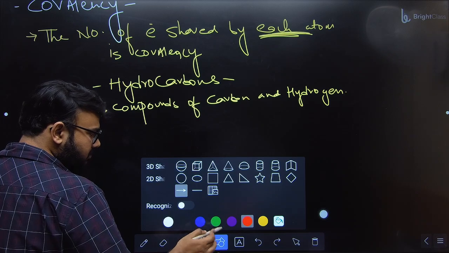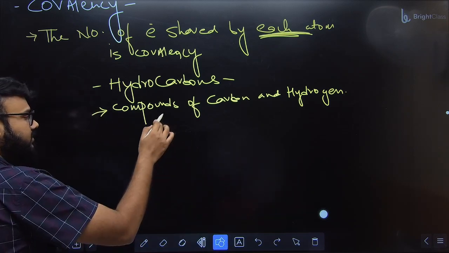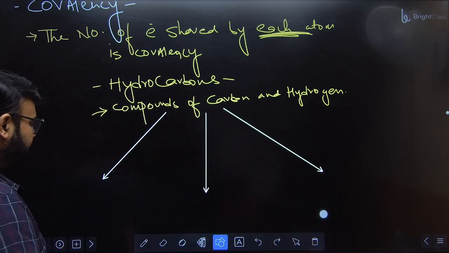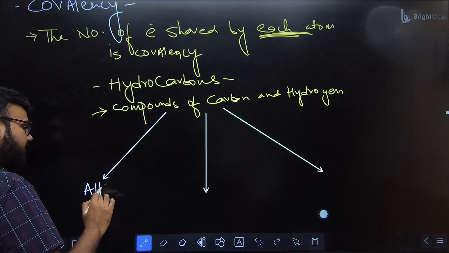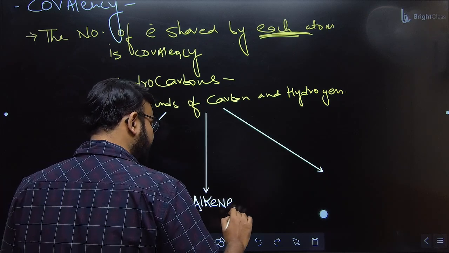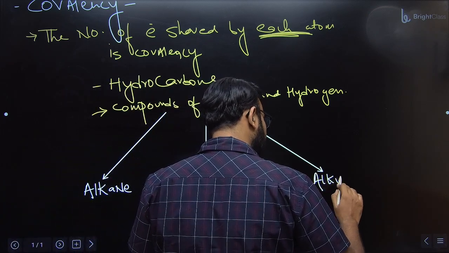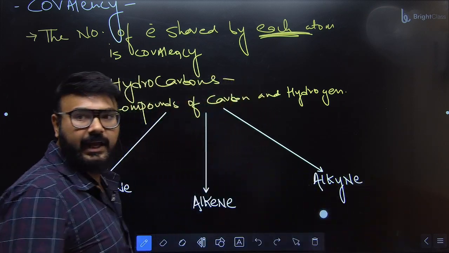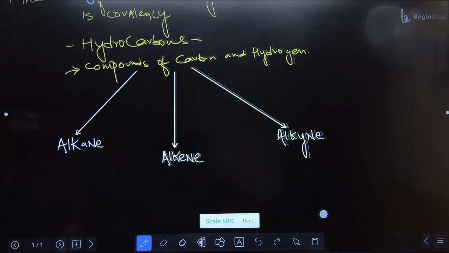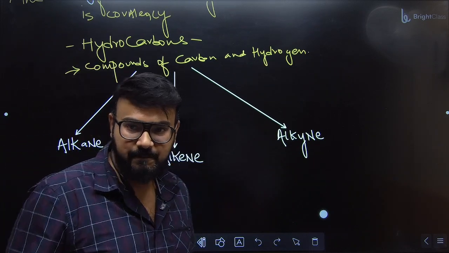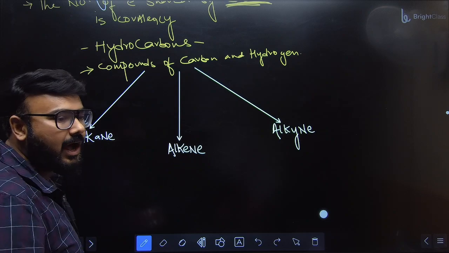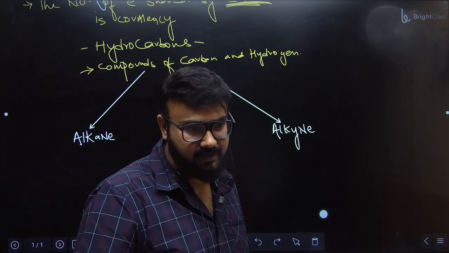Can anyone tell me what those 3 categories are? Yes, very good. So we have alkane, alkene, and alkyne. Clear? Now remember, how will you distinguish between them?